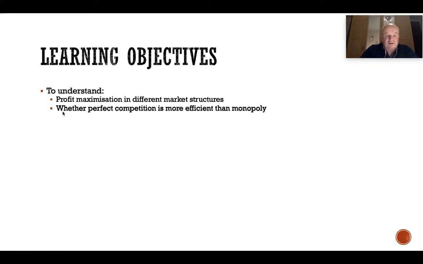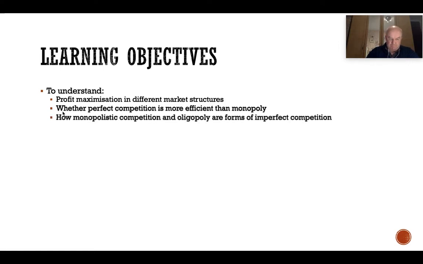We're also going to look at the different types of market structure, and that will range from perfect competition at one end of the scale to monopoly at the other end of the scale. And we'll look to see whether perfect competition is more efficient than monopoly. We're also going to look at something called monopolistic competition and oligopoly, which are both forms of imperfect competition. So we'll range from looking at a perfectly competitive market right the way through to looking at the most severe form of imperfect competition, and we'll explain the differences between those as we go.